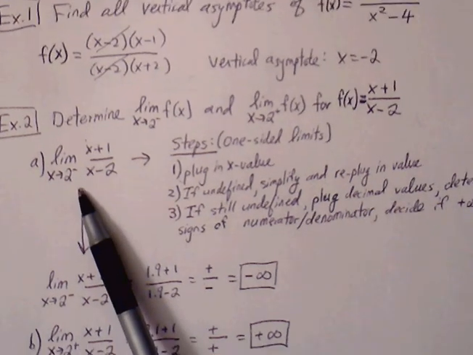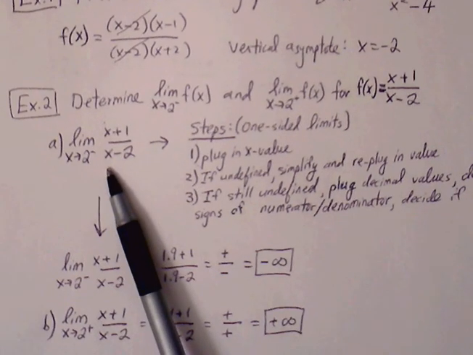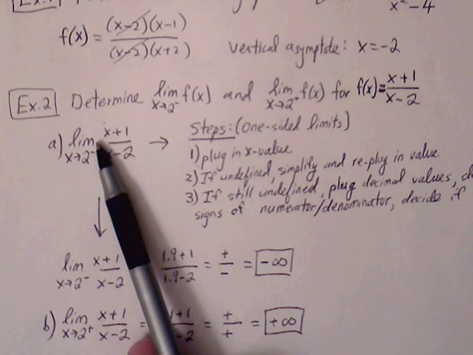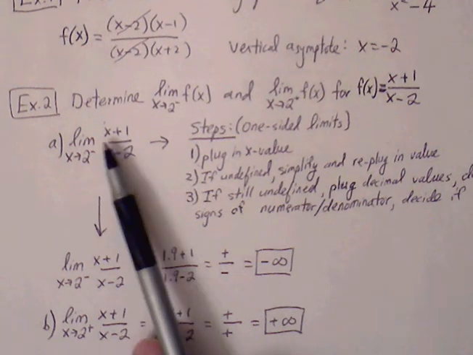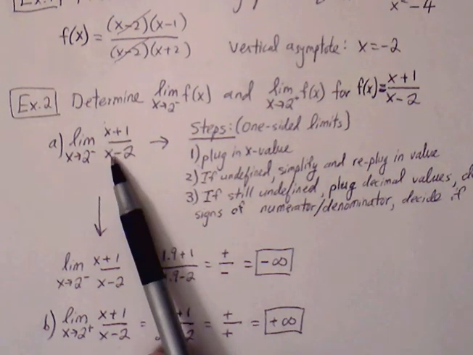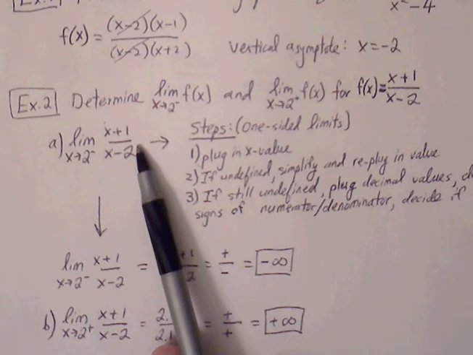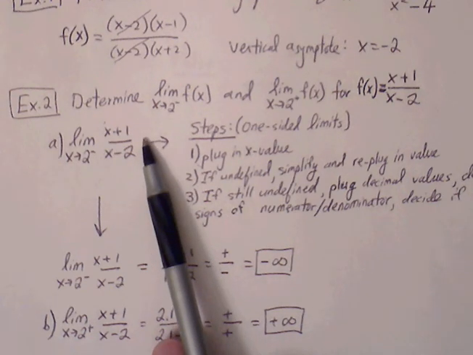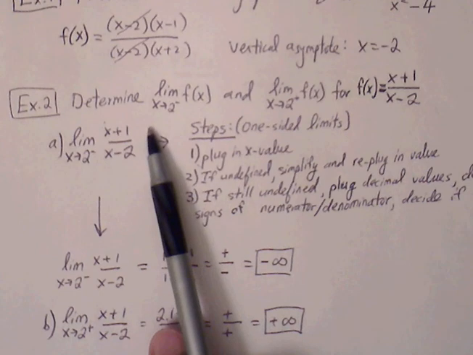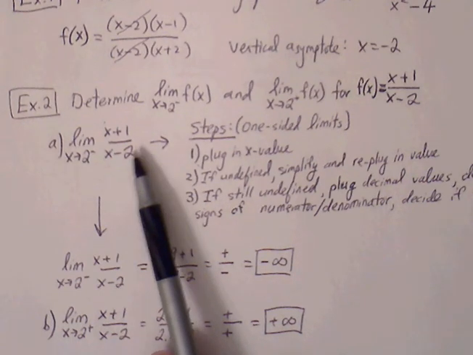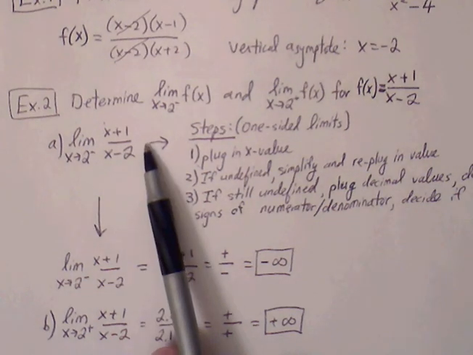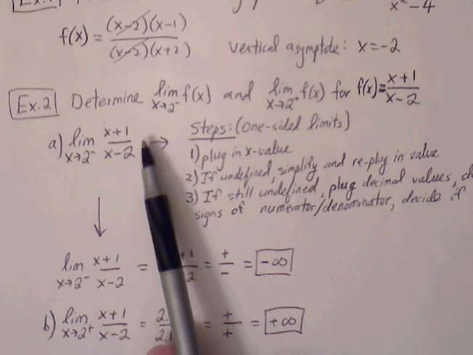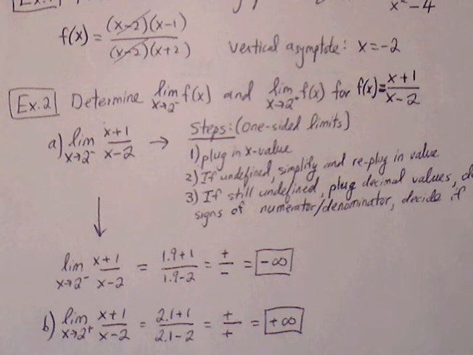So let's take those steps with part A. The limit as x approaches 2 from the left side of 2 of x plus 1 over x minus 2. First thing we do is plug in 2, and we get 3 over 0. Now 3 over 0 indicates that we can't reduce any further. There are no common factors. The limit is not going to exist. However, because we're talking about one-sided limits, we cannot just say it does not exist.